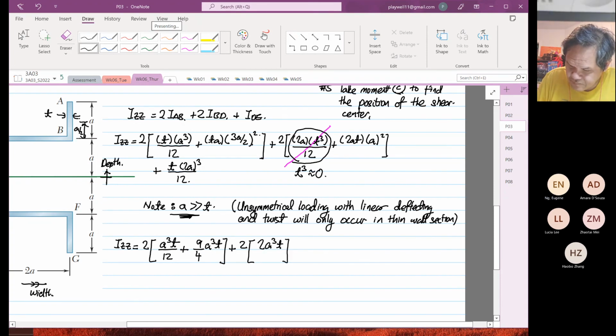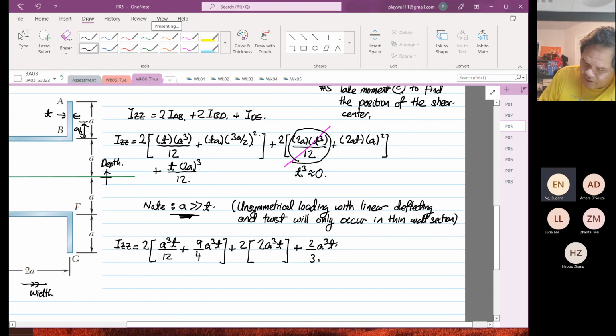Okay. And then plus, so 2 to the power of 3 is 8. So this is 4 over 3 A cubed T. Let me see. 2 to the power of 3, 8. No, this is wrong. This is ridiculous. So this is 8. So this is 2/3.